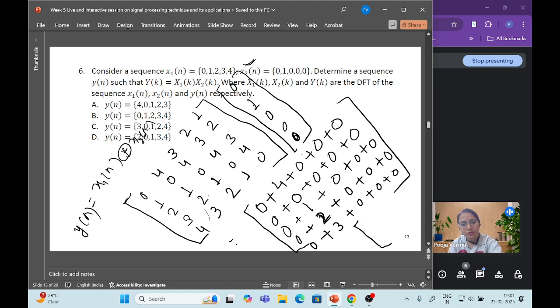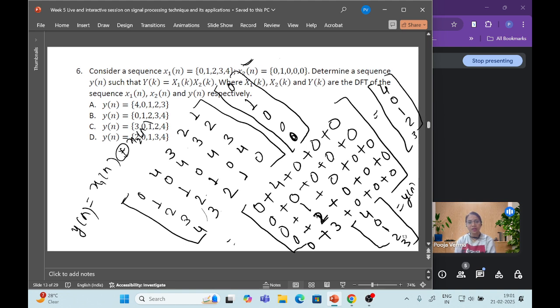Now add. 4 in this row, 0 in this row, 1 in this row, 2 in this row, 3. So you will directly get y of n equal to 4, 0, 1, 2, 3. You can cross check it using the direct method also; you will get the same answer. So the correct answer is 4, 0, 1, 2, 3. That means option A is the correct answer.